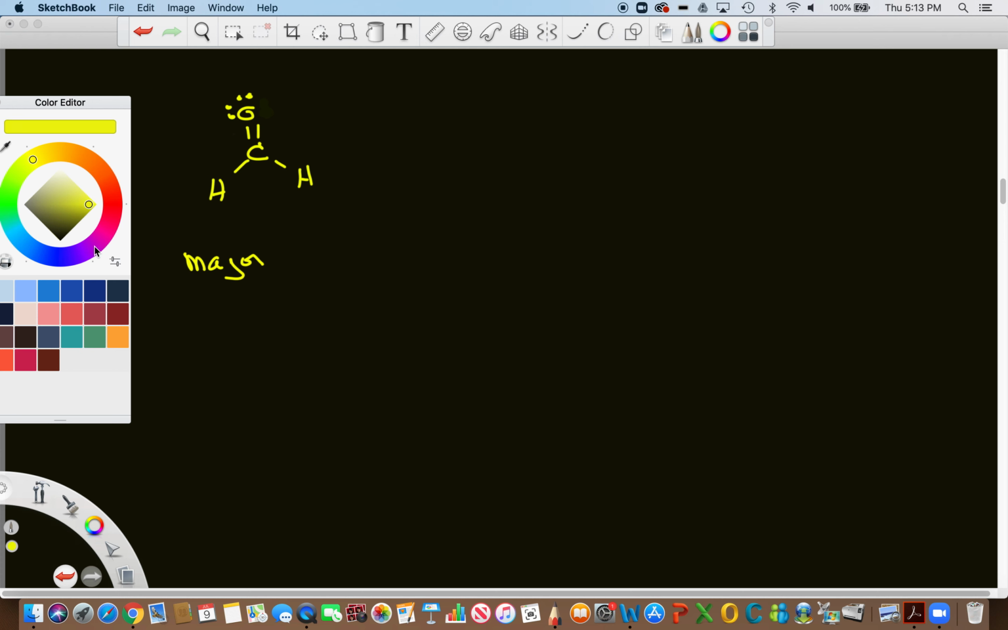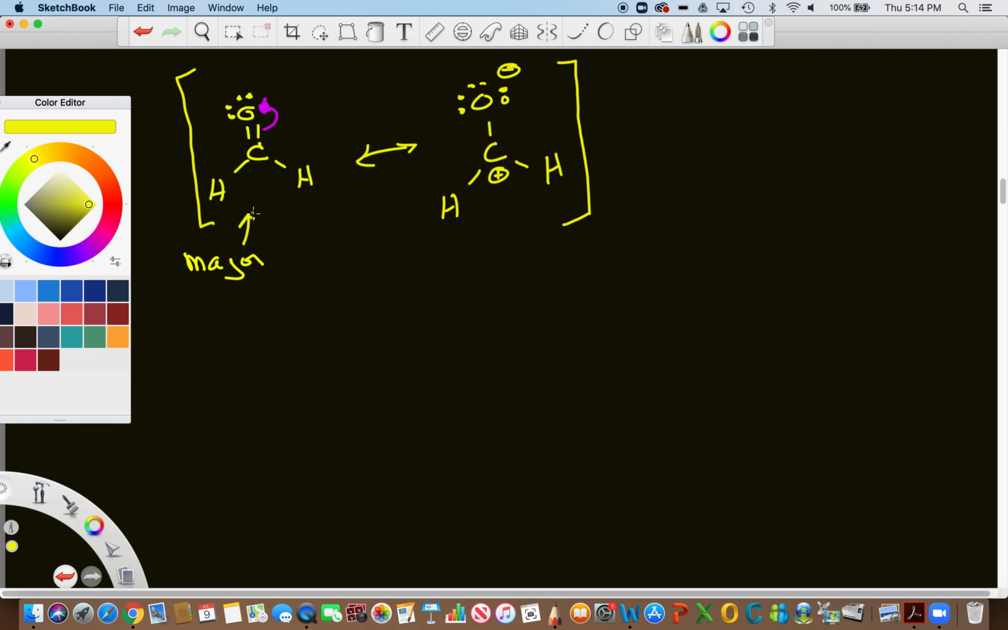So, one of the minors, remember, oxygen is highly electronegative. It can attract the electrons from the carbon. So its resonance structure is going to be negative. And since that is negative, the carbon is going to be positive. But hopefully we know that this one here is the major because everything has the octet rule.